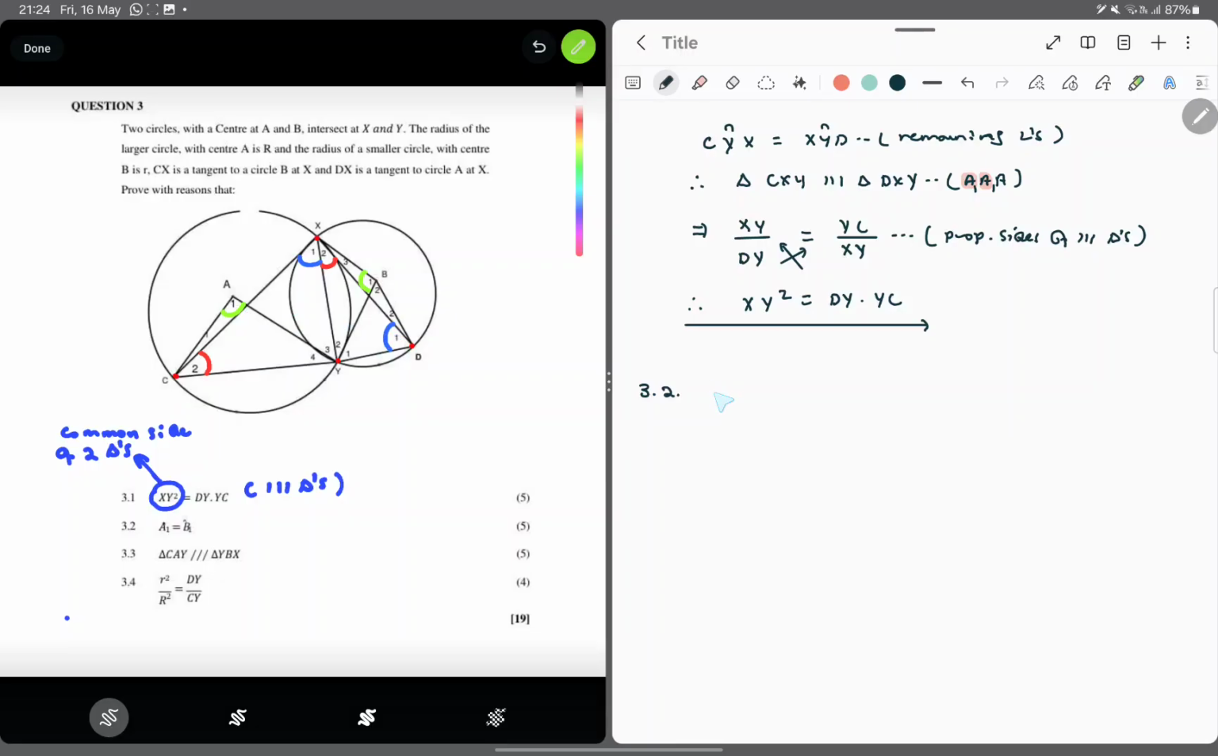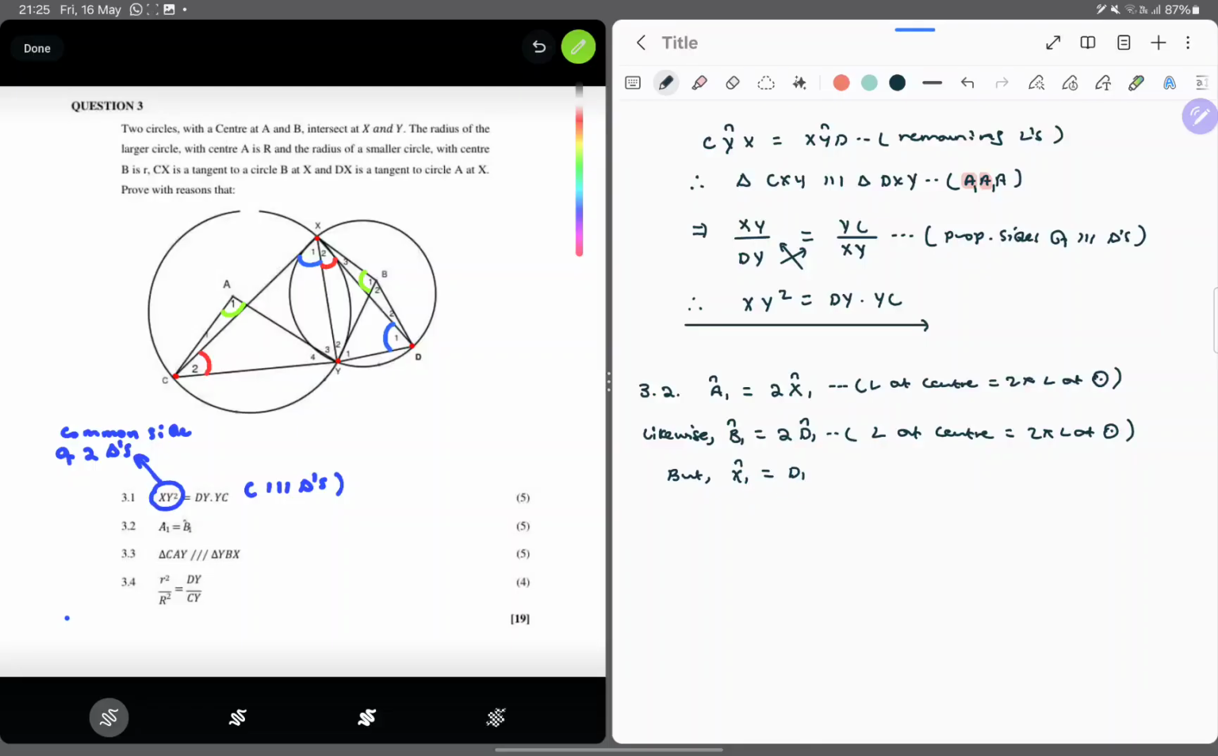So we'll start by saying technically we know that angle A1 is equal to 2 times angle X1, right? Now this is angle at center equals 2 times angle at circumference. Likewise, we understand that angle B1 is going to be equal to 2 times angle D1, right? Angle at center equals 2 times angle at circumference. Great, so we will say however, we understood that angle X1 has been proven to be equal to angle D1. We can just say proved above.